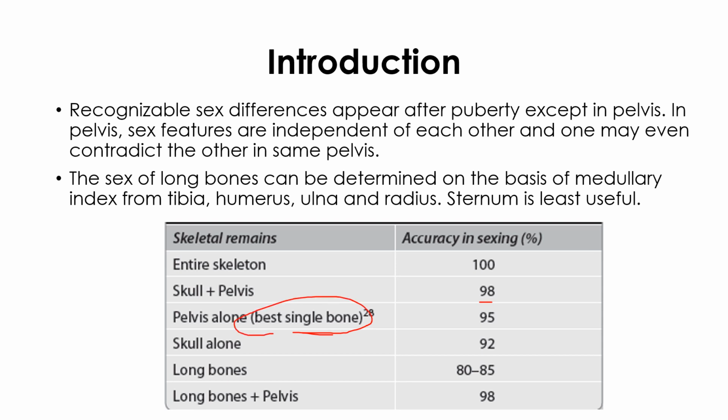The pelvis alone contributes 95%, the skull alone contributes 92%, long bones contribute 80 to 85%, and long bones plus pelvis contribute 98%. If you are getting the pelvis and skull, it's good. Long bones and pelvis are a good combination. The entire skeleton is much better. Then let's proceed further.